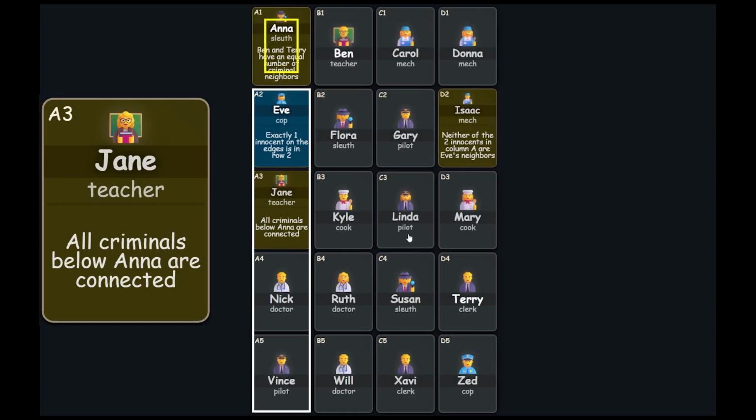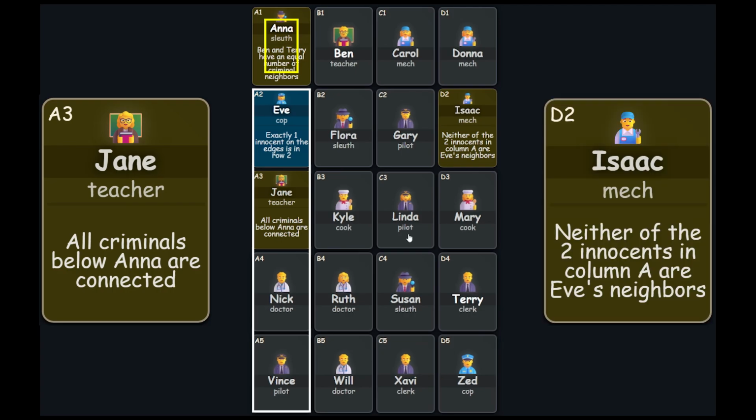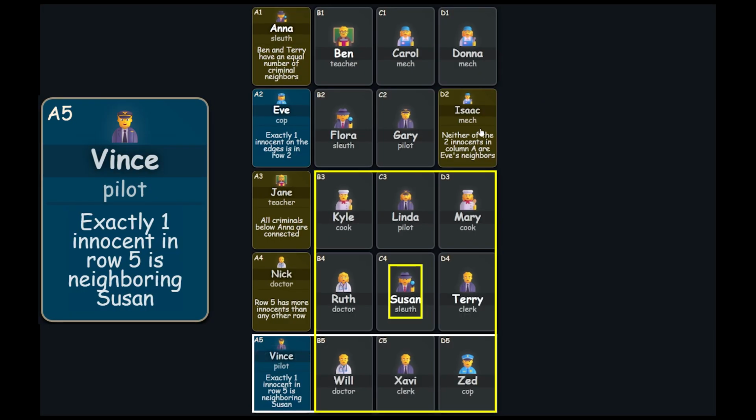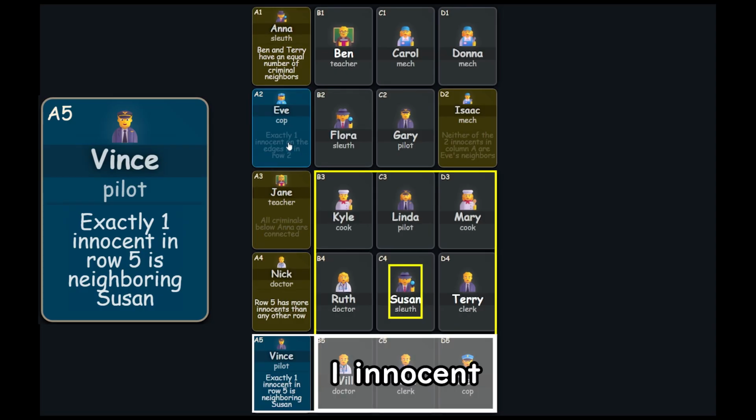All criminals below Anna are connected. Remember that there are only two innocents in column A. So for the criminals to be connected, Nick must be a criminal and Vince must be innocent. Exactly one innocent in row 5 is neighboring Susan, so one of these three people is innocent.